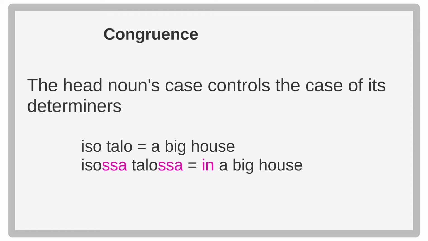So we have the word talo, which means house. Iso means big. If you're going to say in a big house, you have to change both of the words. So that means the head noun, which is talo in this case, that noun's case controls the case of its determiners. So when you want to say in a big house, isossa talossa. If you want to say in a big red house, isossa punaisessa talossa.